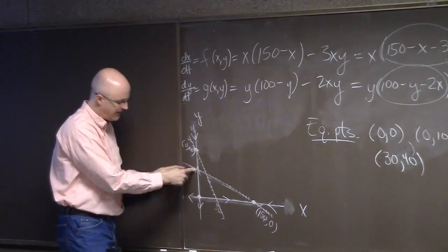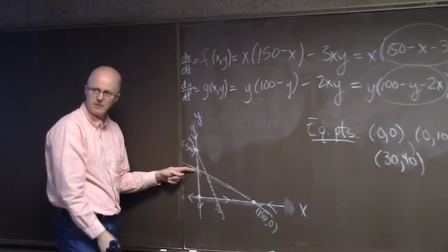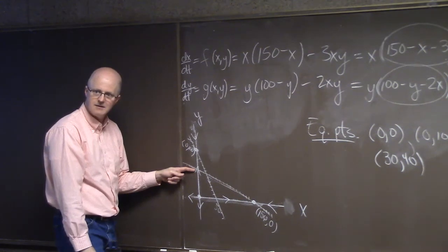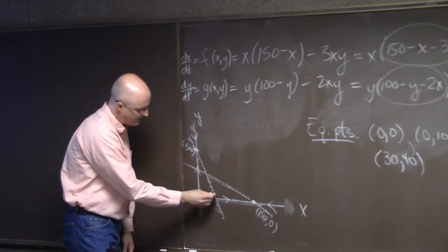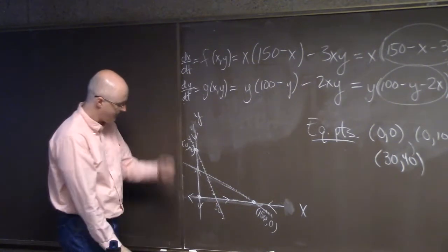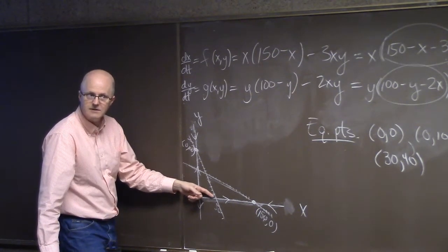There's no equilibrium point there because that's a crossing of an x nullcline with another x nullcline. It's not a y nullcline. There's no equilibrium point here because that's a crossing of a y nullcline with another y nullcline. Where dy dt is 0, dx dt is not 0 there.